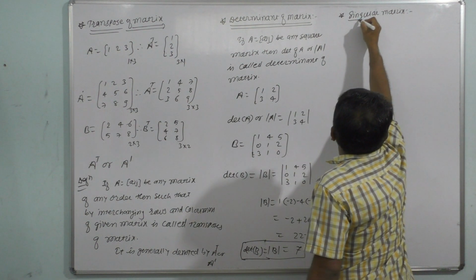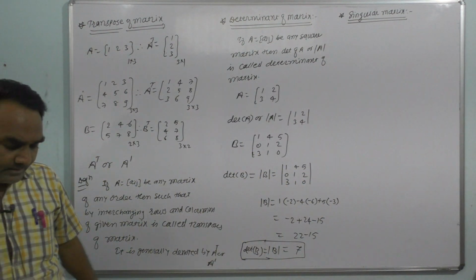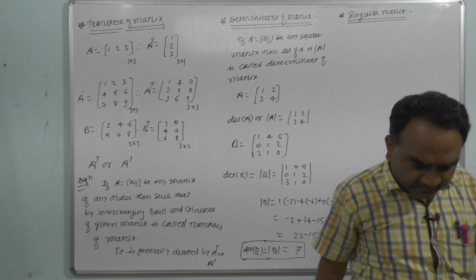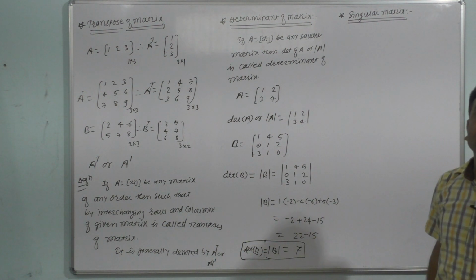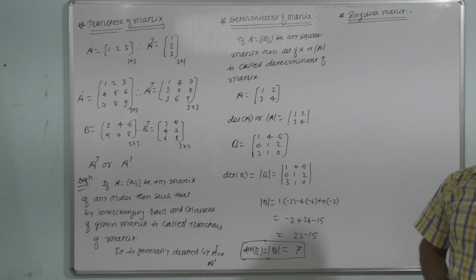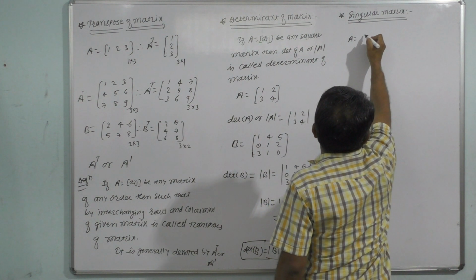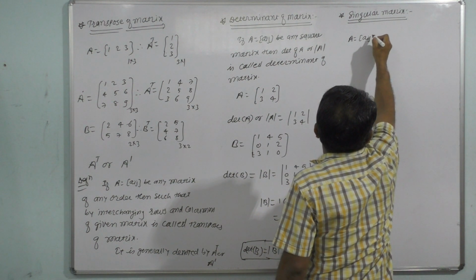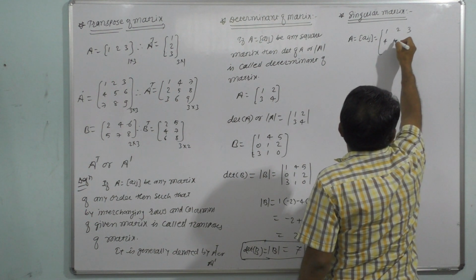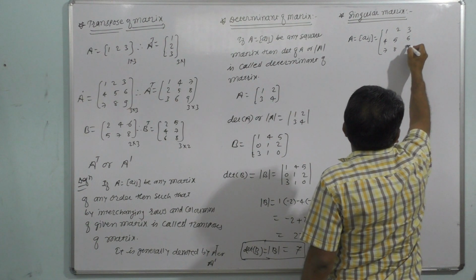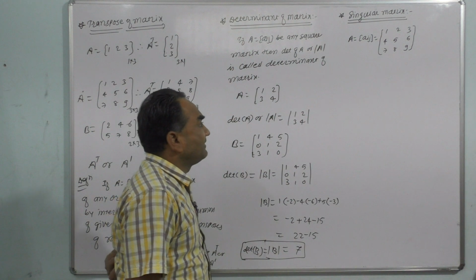What is meant by singular matrix? If A = [aij] is a square matrix of any order, then for A = 1 2 3 4 5 6 7 8 9, this matrix is called a singular matrix.